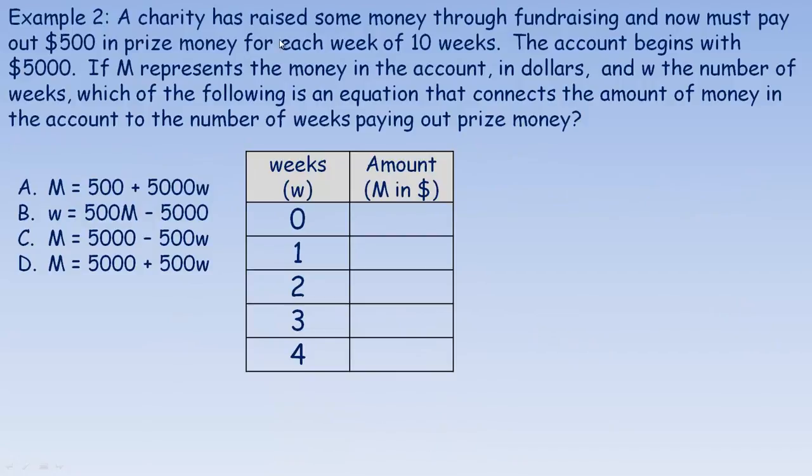In example number 2, a charity has raised some money through fundraising and now must pay out $500 in prize money for each of 10 weeks. The account begins with $5,000, so we're going to pay the prize money out of this $5,000 account. If M represents the money in the account in dollars and W the number of weeks that they're paying it out, which of the following is an equation that connects the amount of money in the account to the number of weeks paying out the prize money?